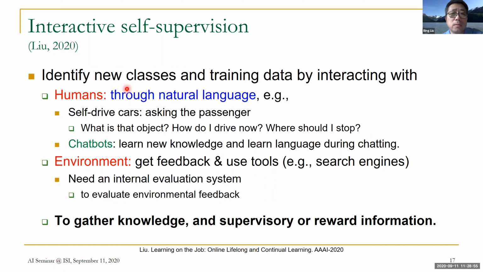And then we talk about, I already mentioned this many times, interactive self-supervision. We need to have a natural language interface with systems, which is not possible yet because we have so many chatbots for solving specific tasks and also chatbots for general discussions. In a self-driving car, you can just ask the passenger, right? There are always passengers over there. For example, you say, what's that object? And how do I drive? And where should I stop?